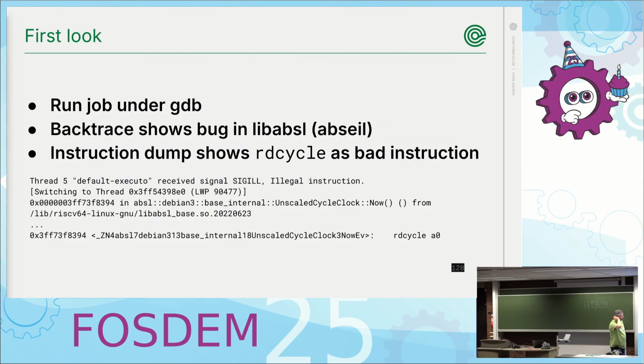SIGILL. Okay, so it's in something called ABSL, which is libabsl. We can dump the really intensely unuseful function name. Thank you, C++, for mangling the hell out of that. But it's executing read cycle. That's an instruction that gets into the register A0 the number of cycles the core has run since, I think, it was reset.